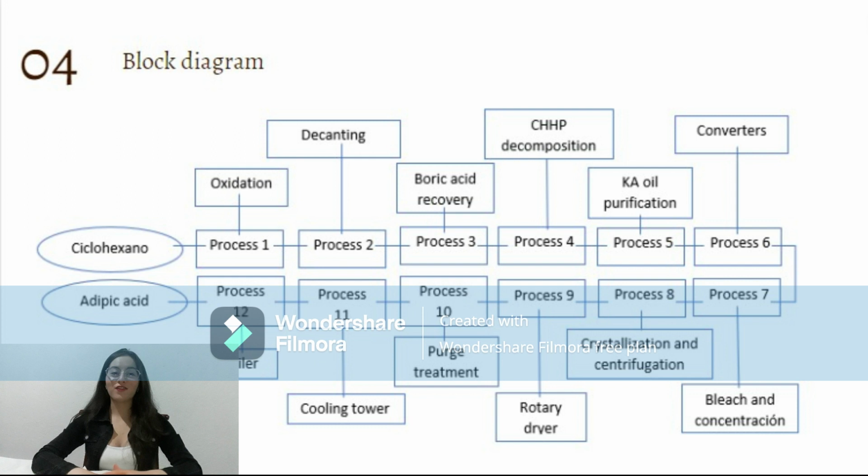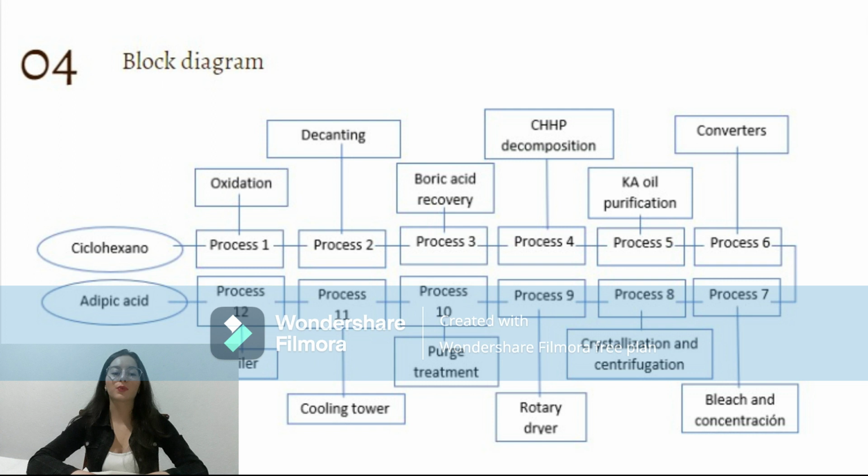Number 3. Flow diagram. To start, I'm going to talk about the process the cyclohexane undergoes to become adipic acid. The first step is oxidation, then it goes to process 2, decantation. In process 3, there is recovery of boric acid, which goes back to process 1. In process 4, there is a decomposition of cyclohexane peroxide. In process 5, the Ka oil is purified and passes to process 1.